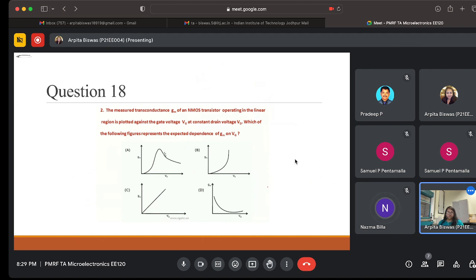So now we are going to solve some of the numericals. There are MCQ types of numericals. So tell me the right answer. The measured transconductance GM of an NMOS transistor operating in a linear region is plotted against the gate voltage VG at constant drain voltage VD. Which of the following figures presents the expected dependence of GM on VG?